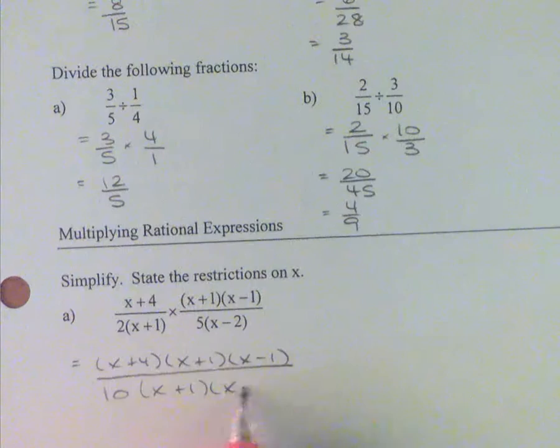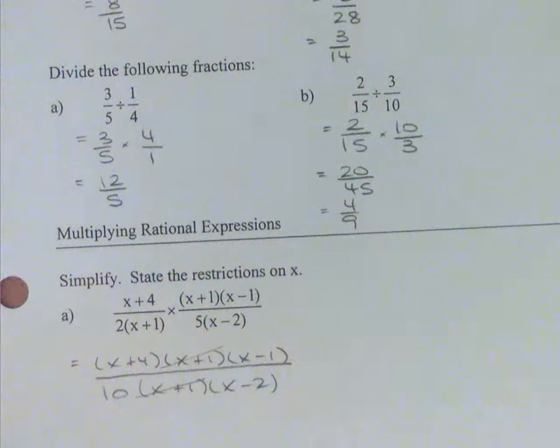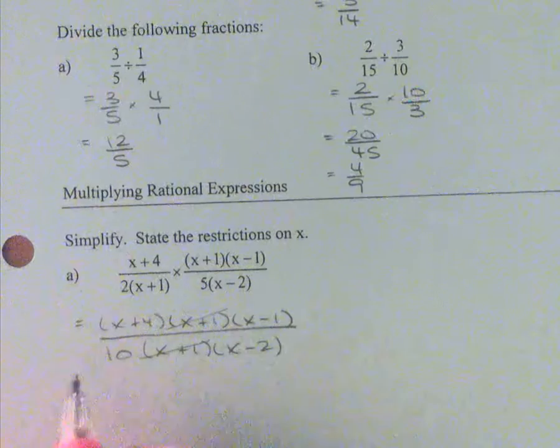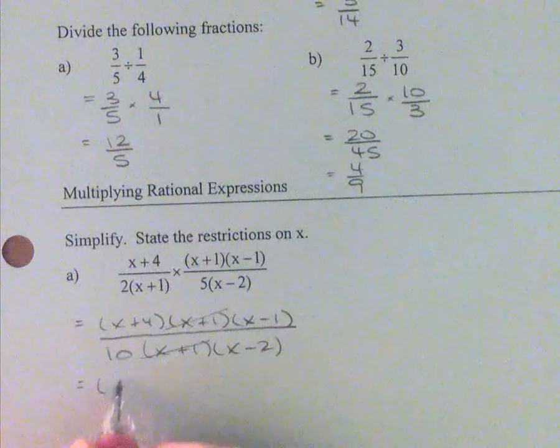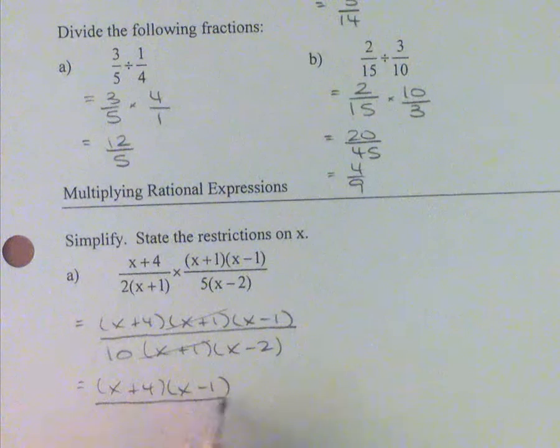And then I have the 2 brackets. So top times top, bottom times bottom. Now I can reduce. I have a bracket here and a bracket here that are like terms, which can simplify and cancel out. Then I'm left with x plus 4 on top, x minus 1, and on the bottom, 10x minus 2.